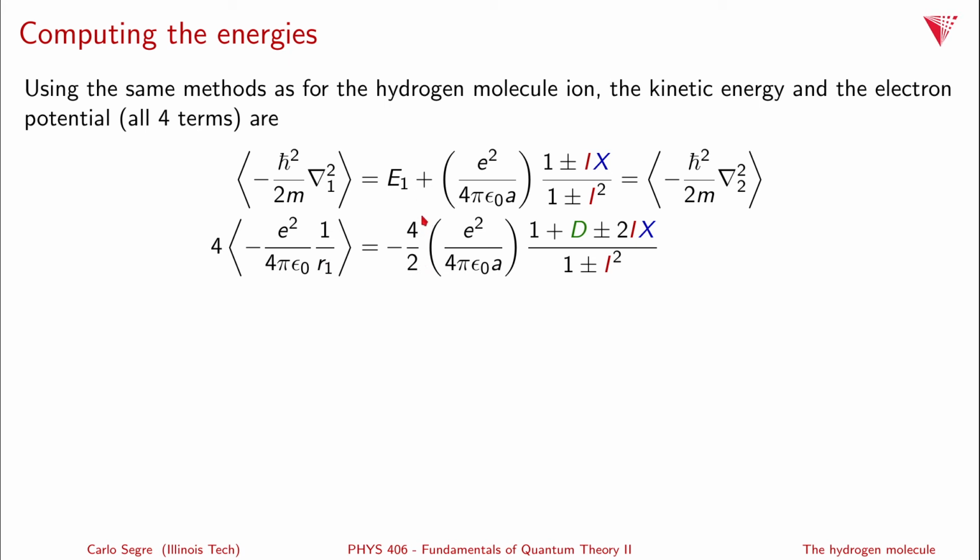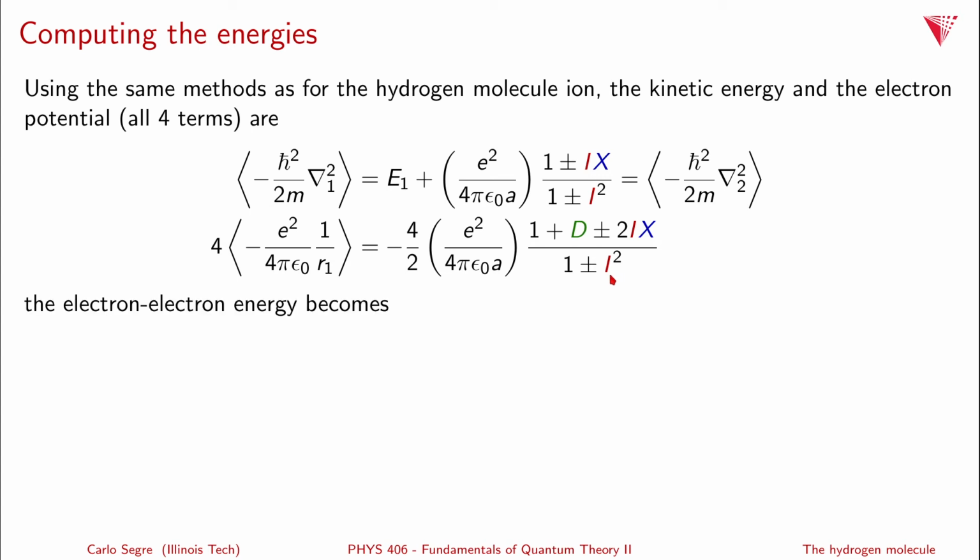And this gives you minus 4 times 1/2 times e squared over 4 pi epsilon naught a, times the quantity 1 plus the direct integral plus or minus 2 times I times the exchange integral, divided by 1 plus or minus the overlap integral squared.